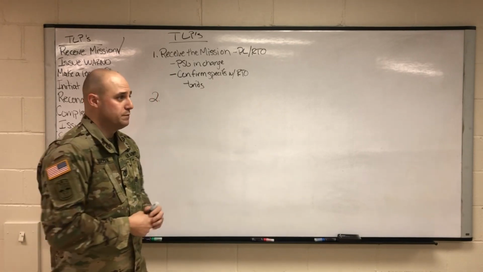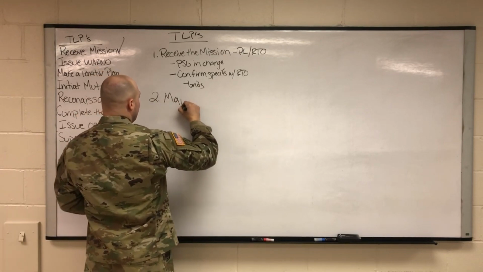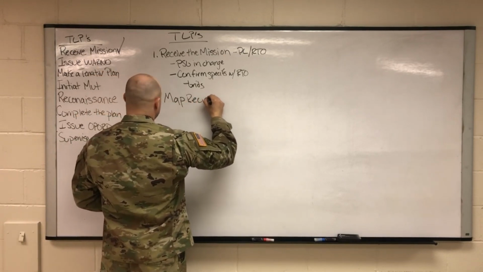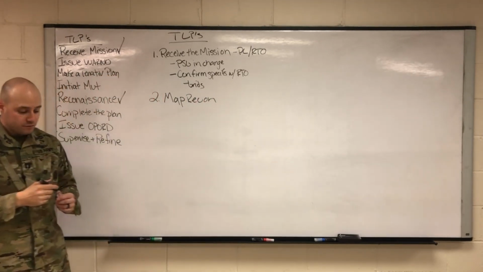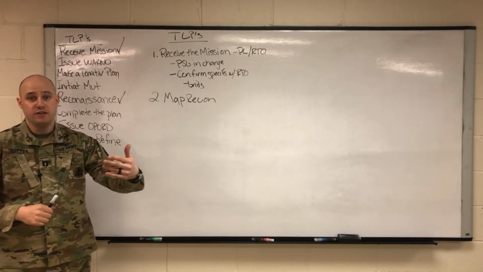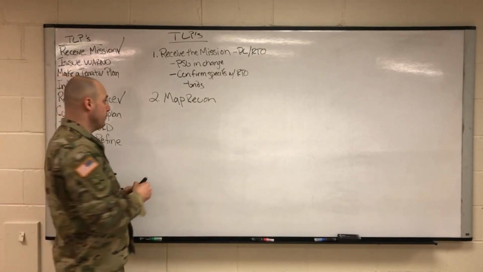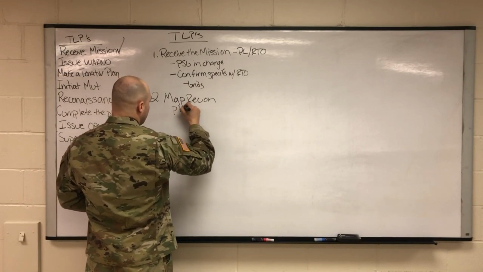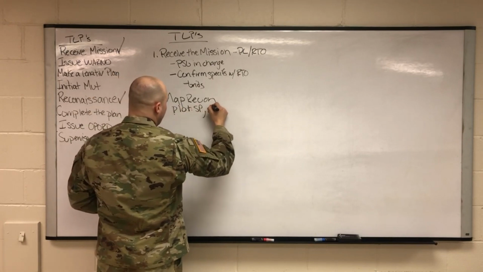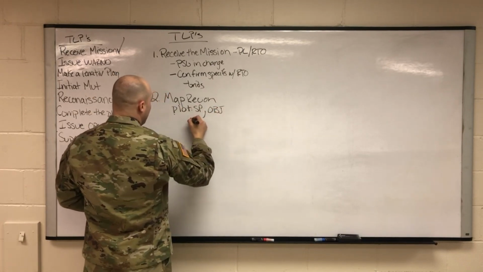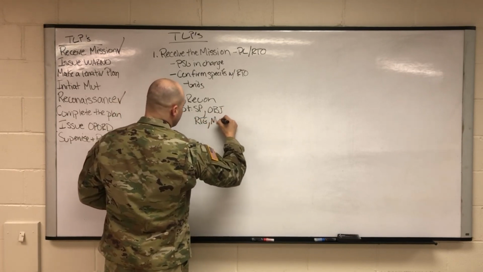So the first thing that I do is I actually do a quick map recon. So once I've received my mission, I do a quick map recon. So that's actually kind of taking care of this step of the TLPs right here. Okay. If I have the ability to do further reconnaissance later on, I will. But right now, at the very least, I need to do my map recon. And what I'm going to do is I'm going to plot my SP point or my current location. All right. I'm also going to plot my objective location. All right. I'm going to look at routes. And I'm going to look at major terrain.